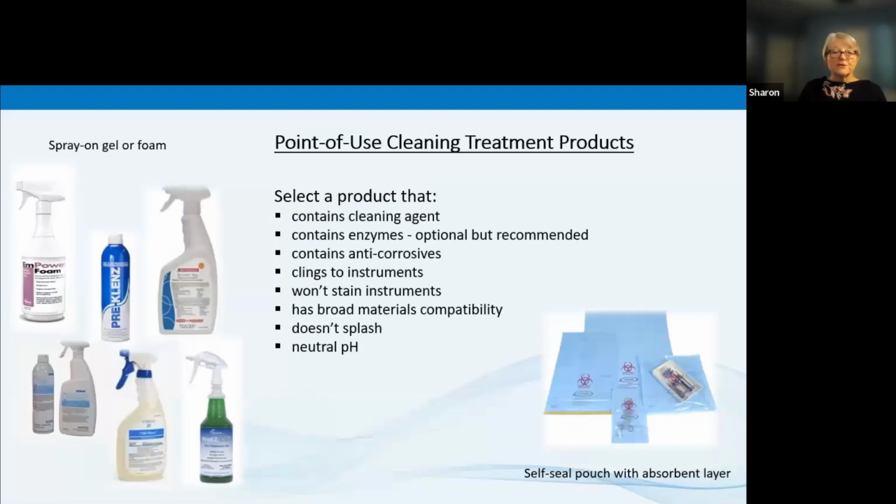Our third method for keeping instruments moist is a self-seal pouch with an absorbent layer sandwiched between two layers of transparent film. Now, the transparent film just lets you see what's in the pouch, and they're really simple to use. You place a specified amount of water in the pouch, you add your soiled instruments, and then you seal the pouch. And this creates a humid environment where the instruments stay moist until taken for cleaning.